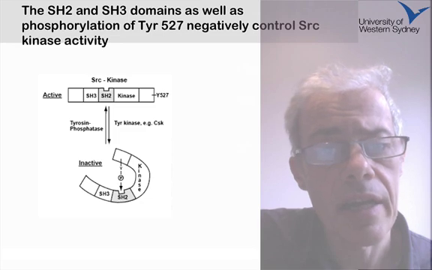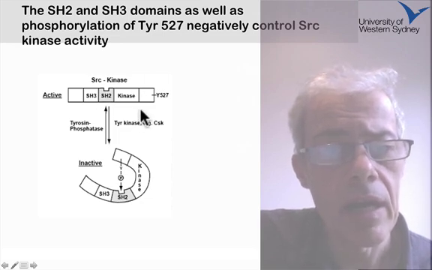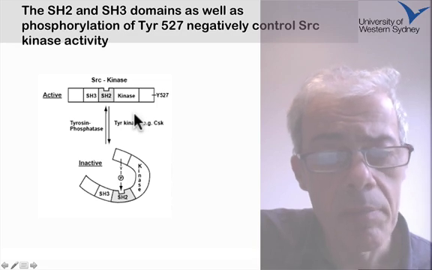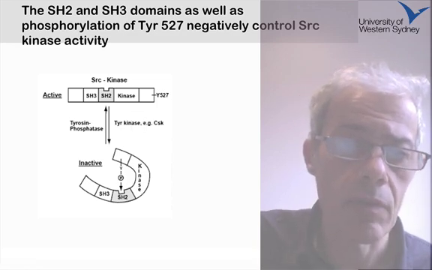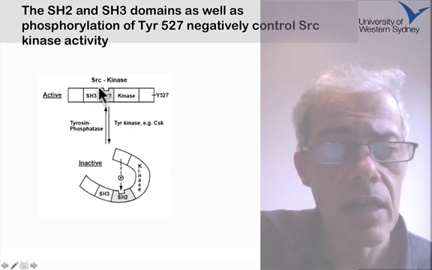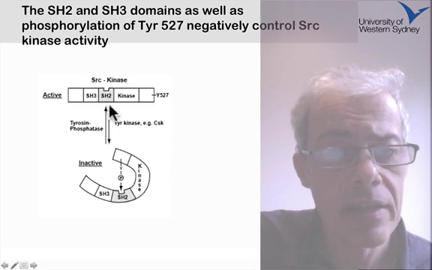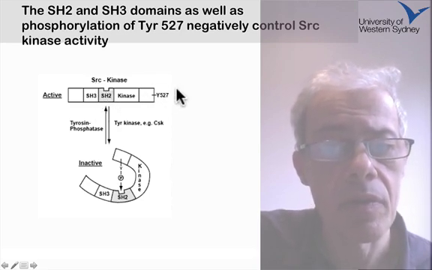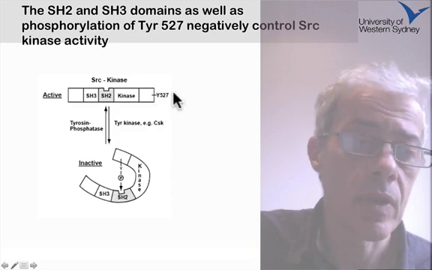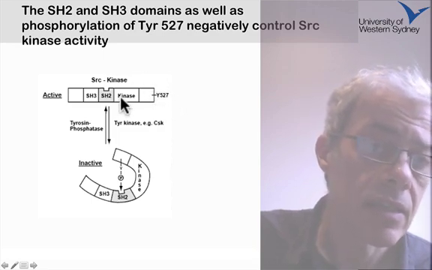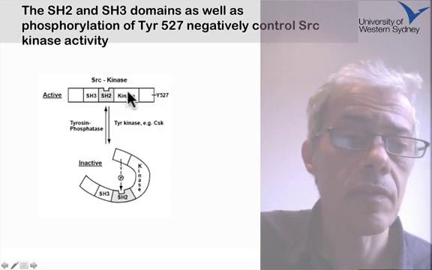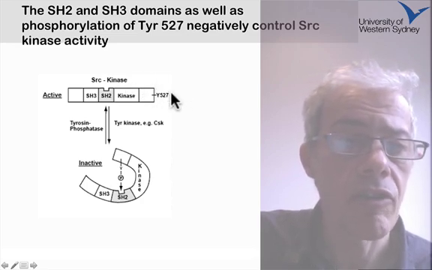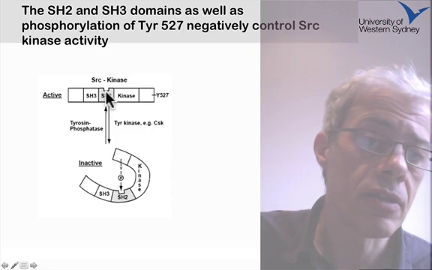The SRC kinase is shown here. It's an interesting molecule in terms of its regulation because it can auto-regulate itself. So if you look here, SRC has an SH2 binding domain, and SRC has a tyrosine residue that can be phosphorylated, and it has a tyrosine kinase domain. So effectively, the SRC kinase can phosphorylate the tyrosine, and then it can bind to the SH2.